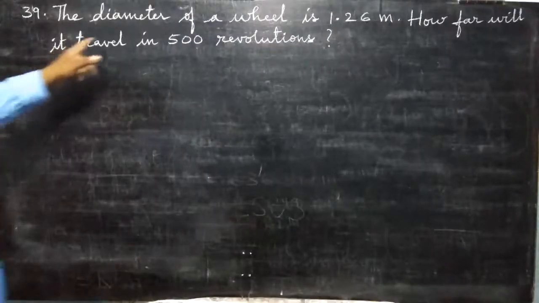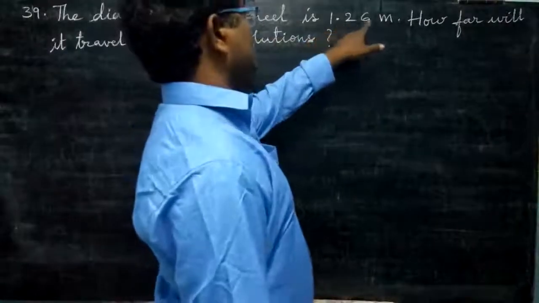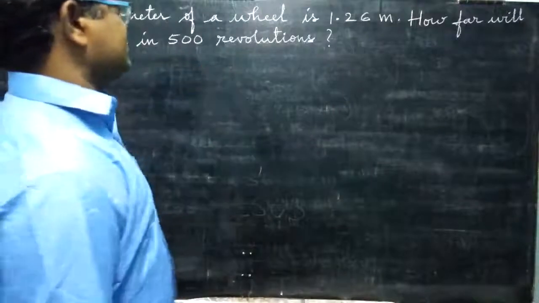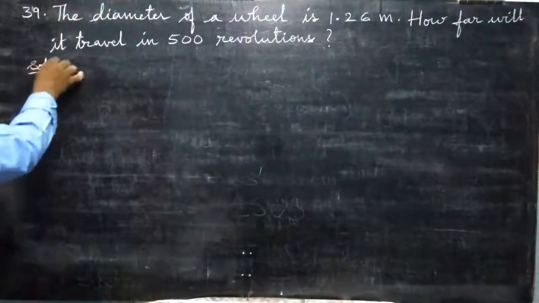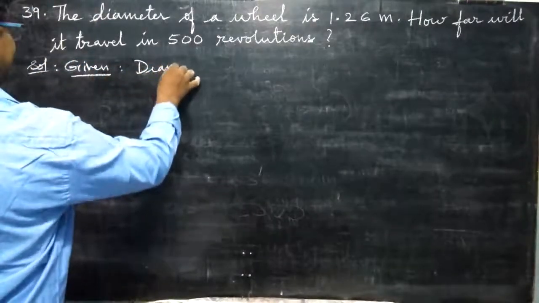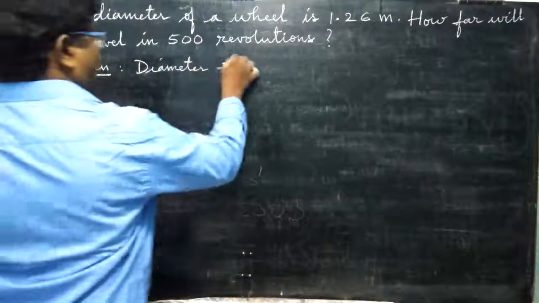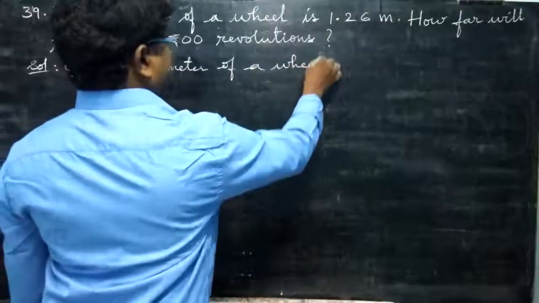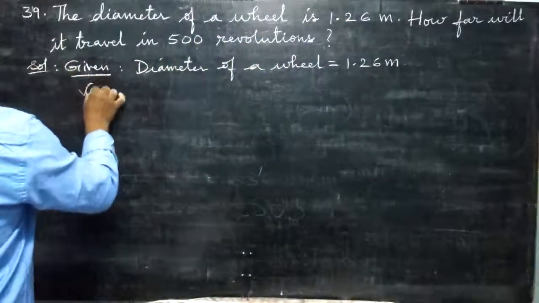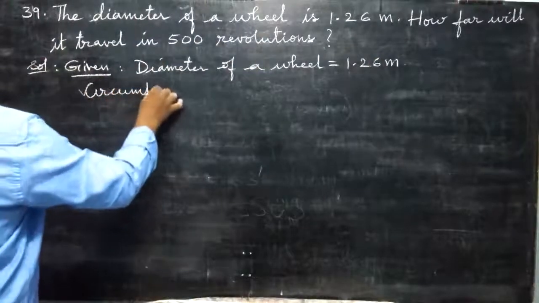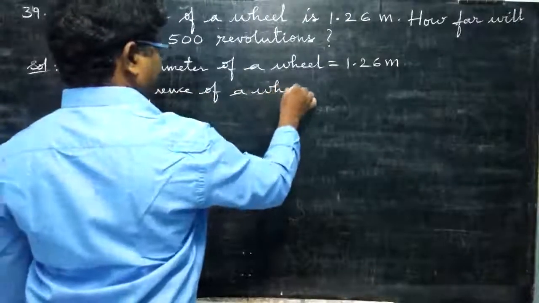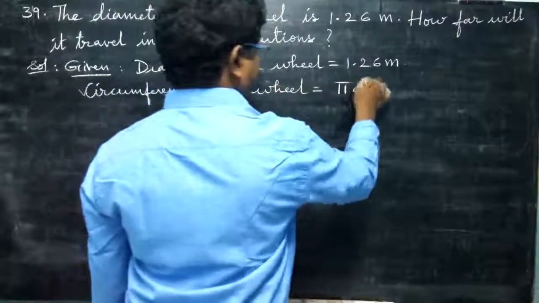39th problem. The diameter of a wheel is 1.26 meters. How far will it travel in 500 revolutions? Solution given. What they have given is the diameter of a wheel, that is equal to 1.26 meters. Find the circumference, because for the formula's sake, circumference of a wheel is equal to pi d.